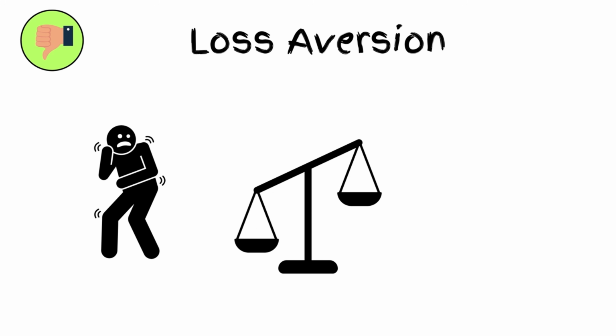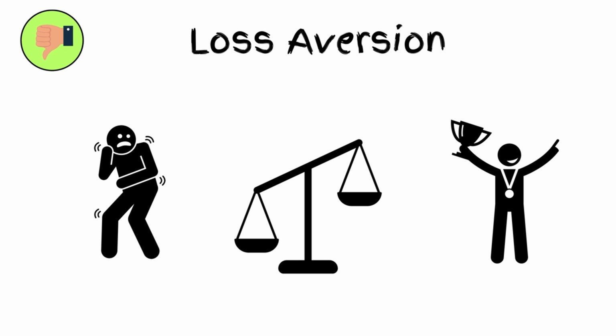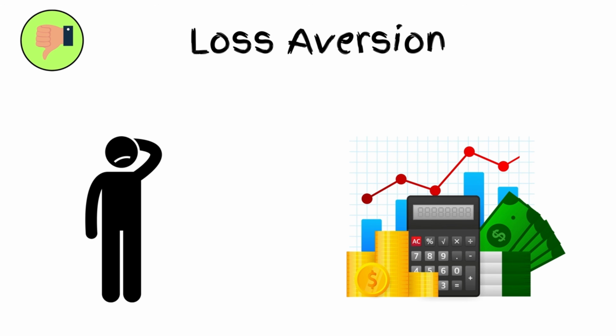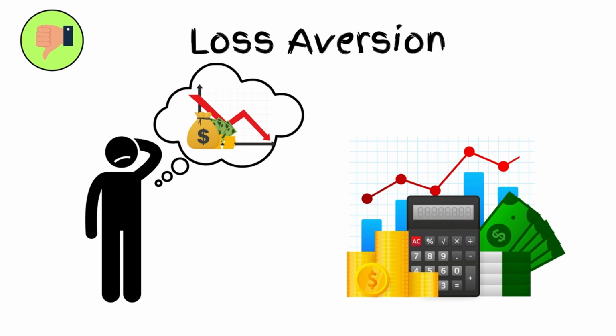Loss aversion. Loss aversion is when the fear of losing something outweighs the motivation to gain something. For example, avoiding a great investment opportunity because you're scared of losing money. To overcome this, focus on potential gains and not just the fear of loss.